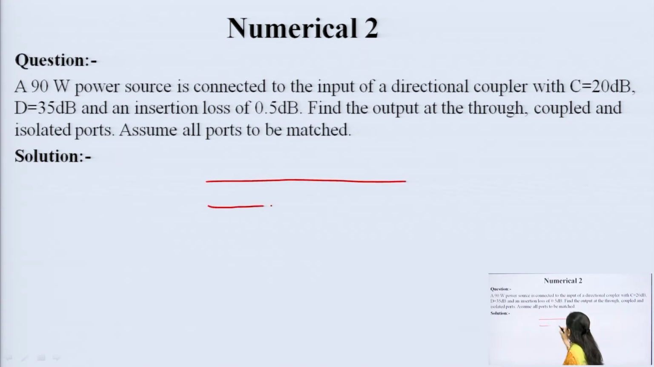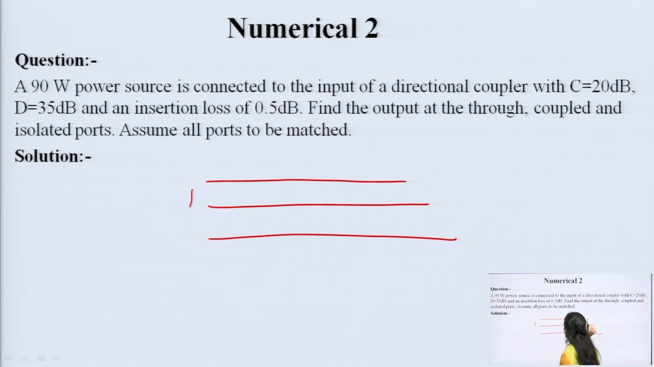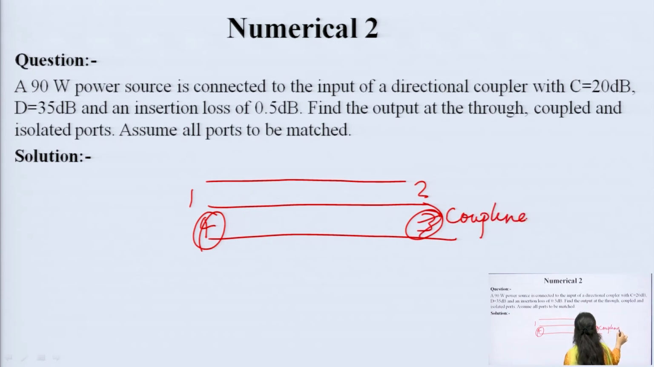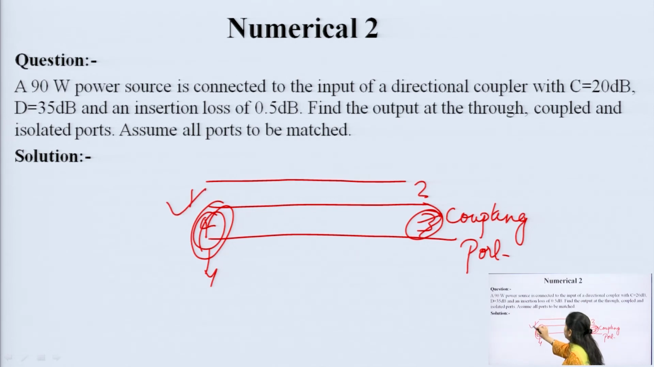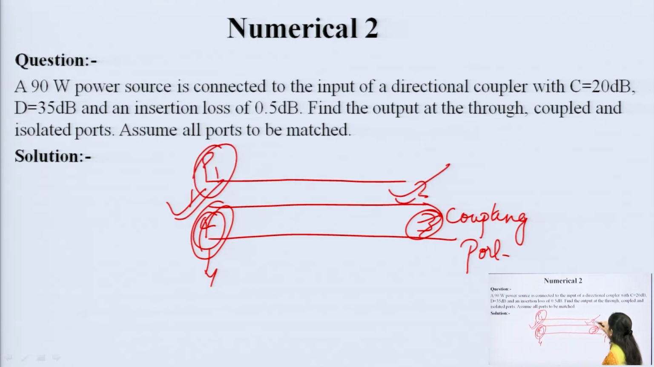We have a directional coupler, basically it consists of 2 lines. Somewhere it is 3 mentioned here and somewhere here, it depends upon the notation. So, what we have, this is the coupling port and this is the isolated port basically, and power is given to this one, this will be P1, and here we will get the through output.